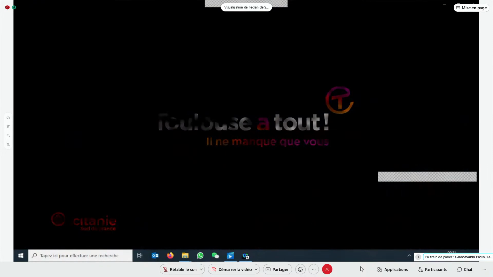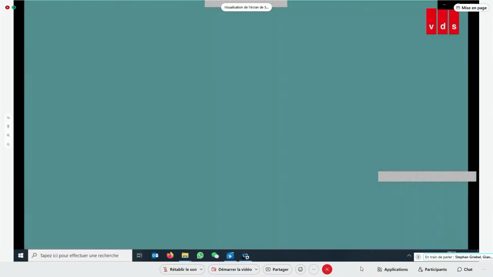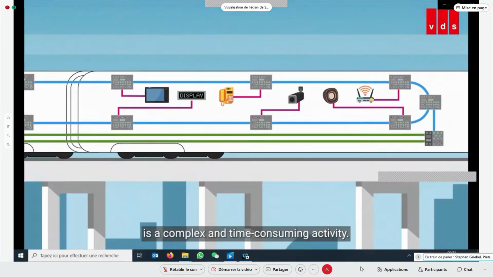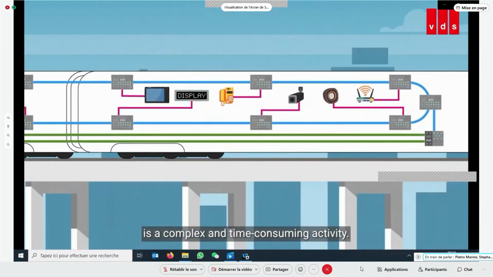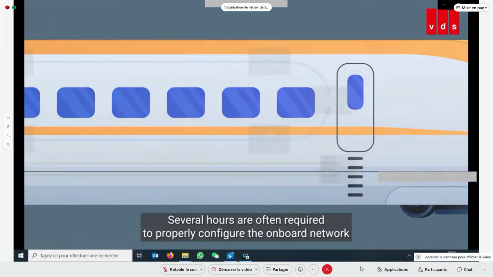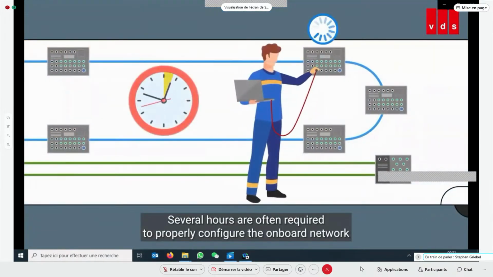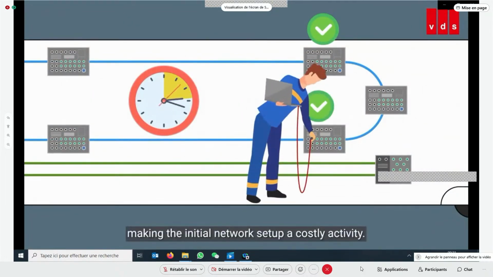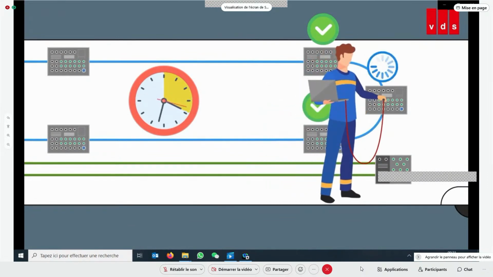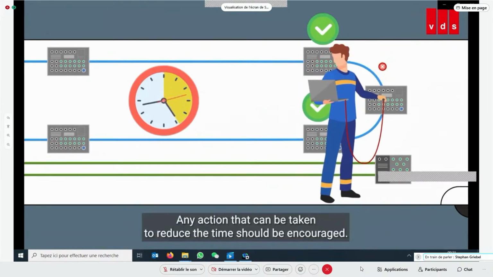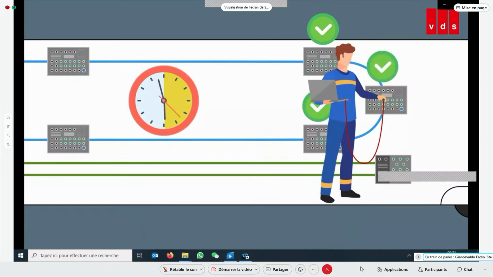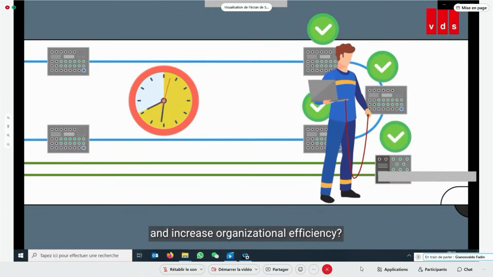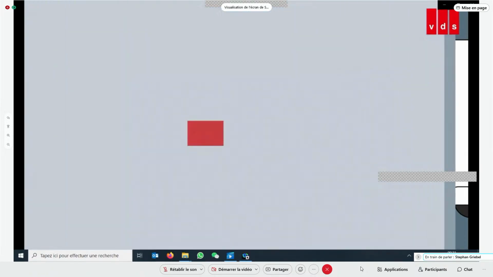Ciao Pietro. Building and configuring the onboard Ethernet network on modern trains is a complex and time-consuming activity. Several hours are often required to properly configure the onboard network and check for proper cabling connections, making the initial network setup a costly activity. Any action that can be taken to reduce the time should be encouraged. What if it were possible to dramatically reduce setup time and increase organizational efficiency?